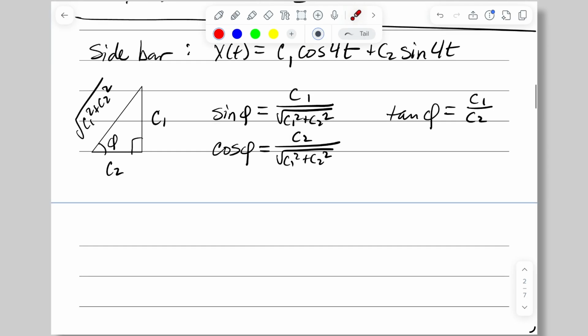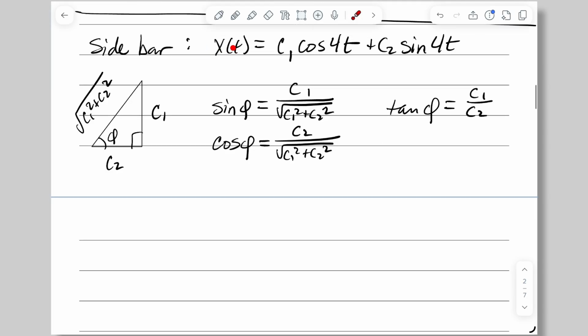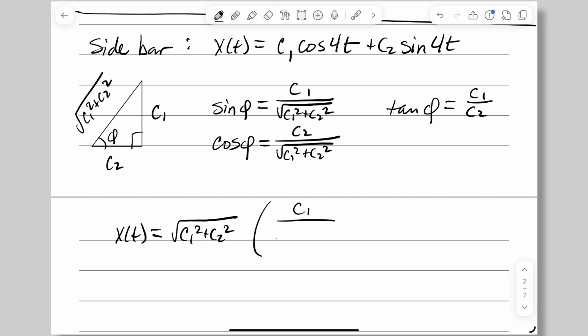If we take this function x of t, and multiply and divide by that square root, then we have the square root of c1 squared plus c2 squared times c1 over the square root of c1 squared plus c2 squared times the cosine of 4t plus c2 over that same square root of c1 squared plus c2 squared times the sine of 4t.